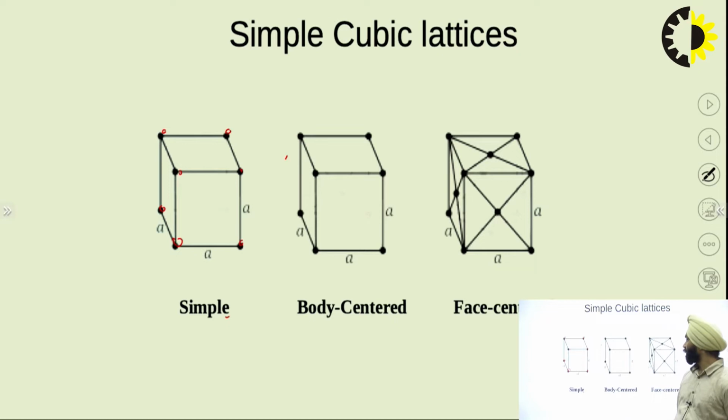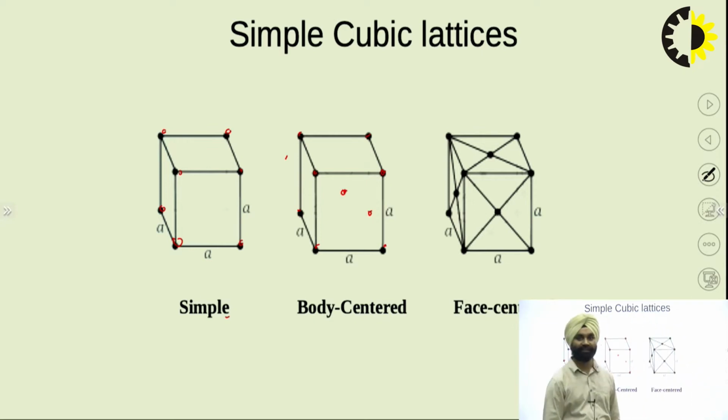Second is the body centered, where there is an atom centered in the unit cell. So this atom is at the center of the simple lattice unit. If 8 atoms are making the simple basic unit, then this one is at the middle of the structure. You can visualize it as a 3D structure, where we have a box and one atom is at the center of that box.